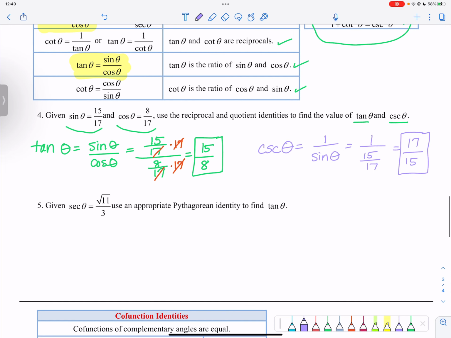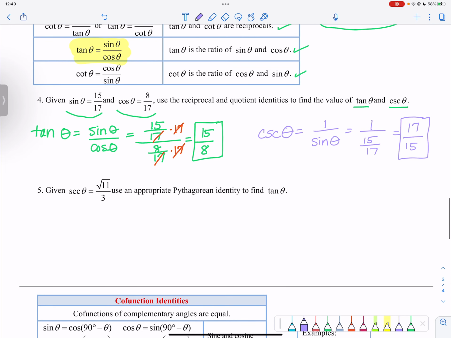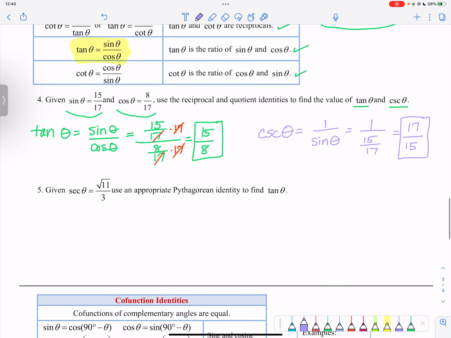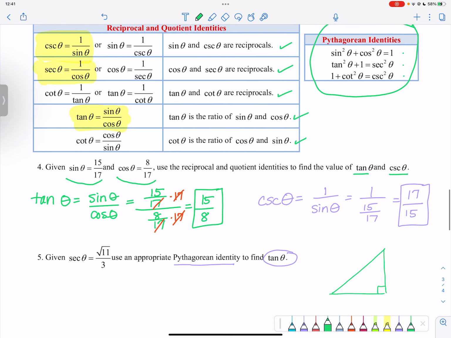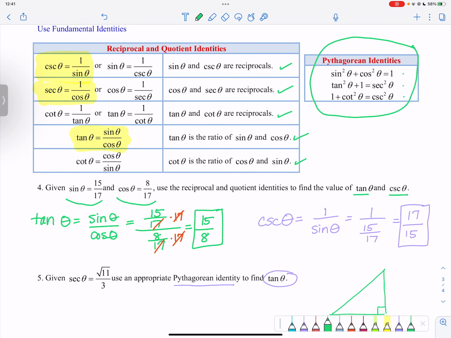Okay, if we are given that the secant of theta is the square root of 11/3, we need to use an appropriate Pythagorean identity to find the tangent of theta. So I like to go to a right triangle always and see if I can figure out what I'm given. Okay, so if the secant of theta is the square root of 11/3, what did we talk about with the secant of theta? If we look up here, it is 1 divided by the cosine of theta.